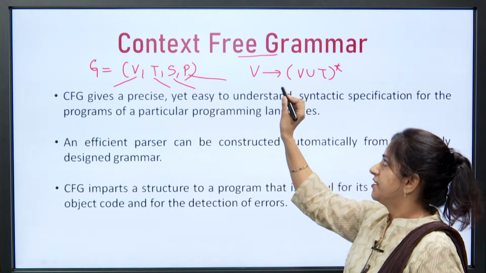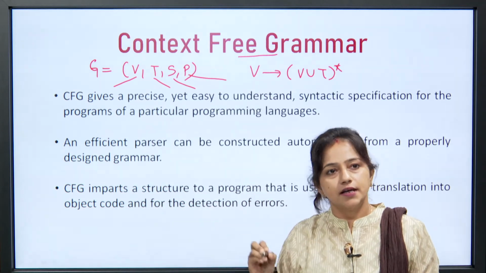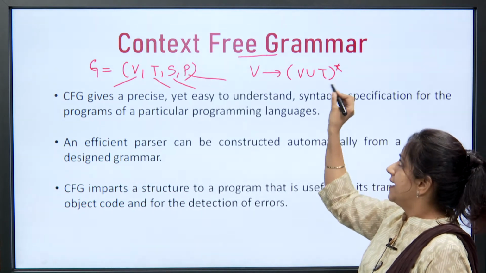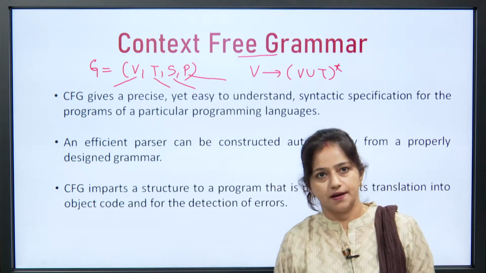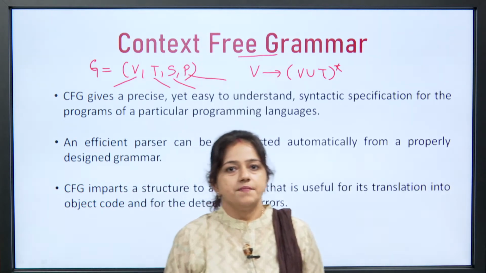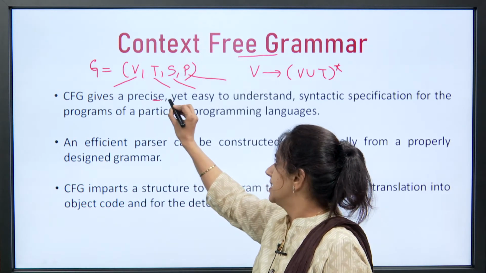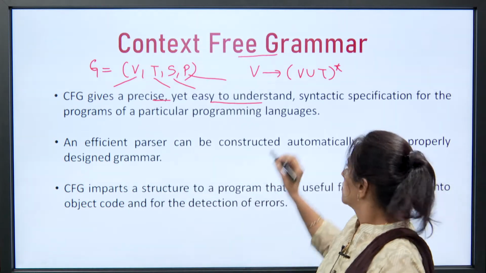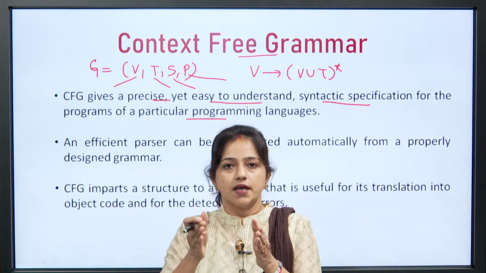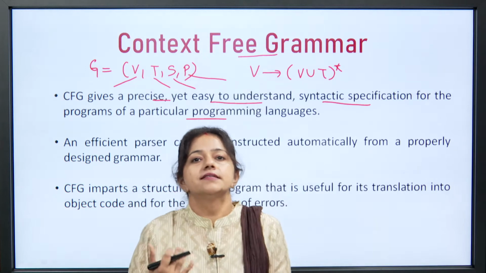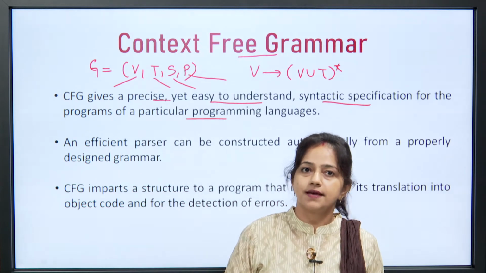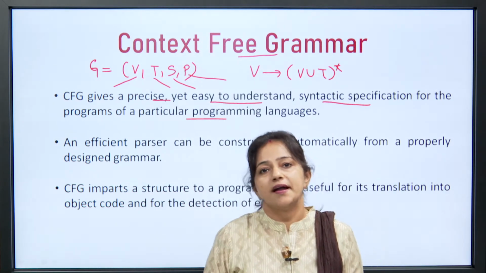It means on the left hand side of the production at most one non-terminal may appear, and on the right hand side of the production any string of terminals or non-terminals may appear. So, in syntax analysis we use context free grammar to describe the grammar. Context free grammar gives precise and easy to understand constructs to specify the syntactic specification of a particular programming language. So, if we are talking about any programming language, we need to define syntactic constructs, and these constructs can be defined using context free grammar because it provides a precise and easy to understand form.